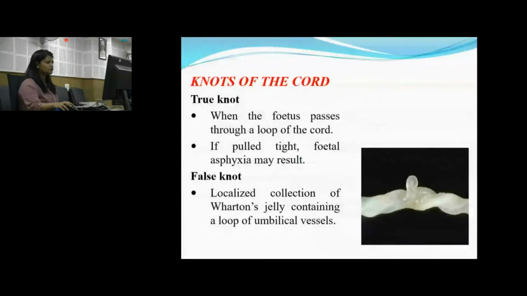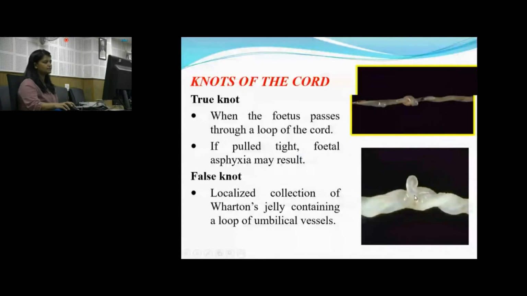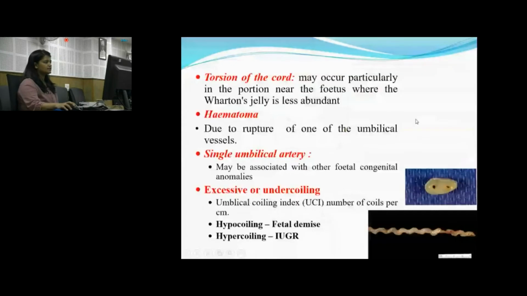Now coming on to the knots of the cord, there is a true knot when the fetus passes through a loop of the cord, and if pulled tight, a true knot can cause fetal asphyxia. There is a false knot which is formed due to heaping of the Wharton jelly, as we can see here in this picture. This is the false knot. It is asymptomatic. This is the true knot. This can lead to fetal IUD also and fetal asphyxia. There is also torsion of the cord, and this happens when the Wharton jelly is less abundant. Hematoma. This all leads to morbidity of the fetus.